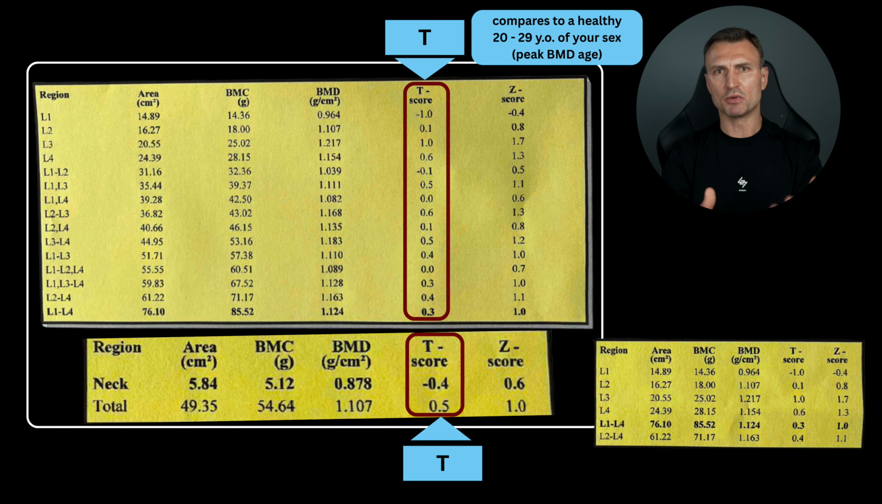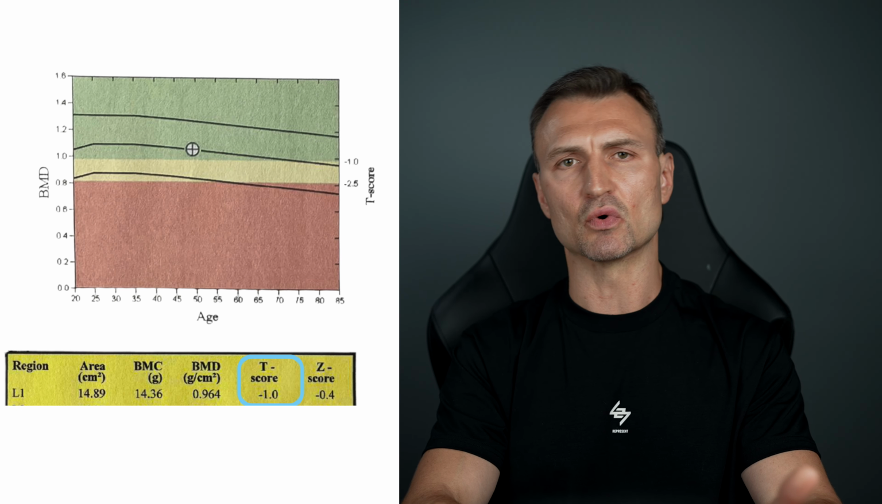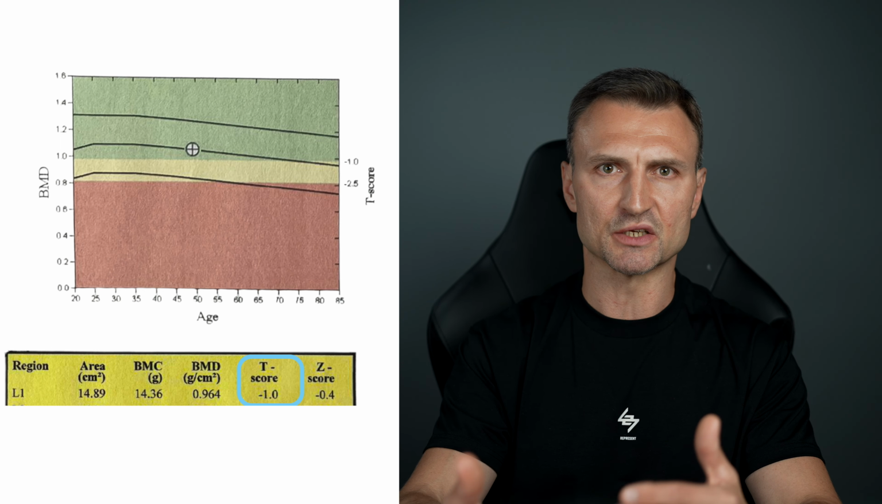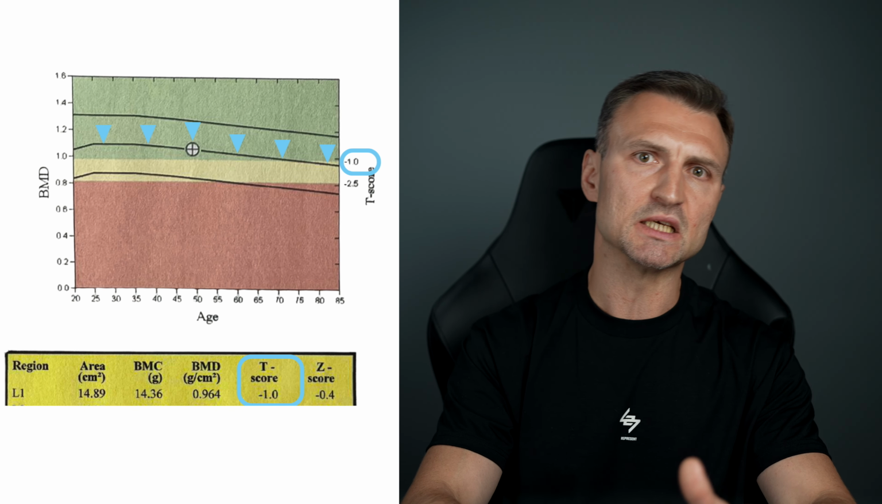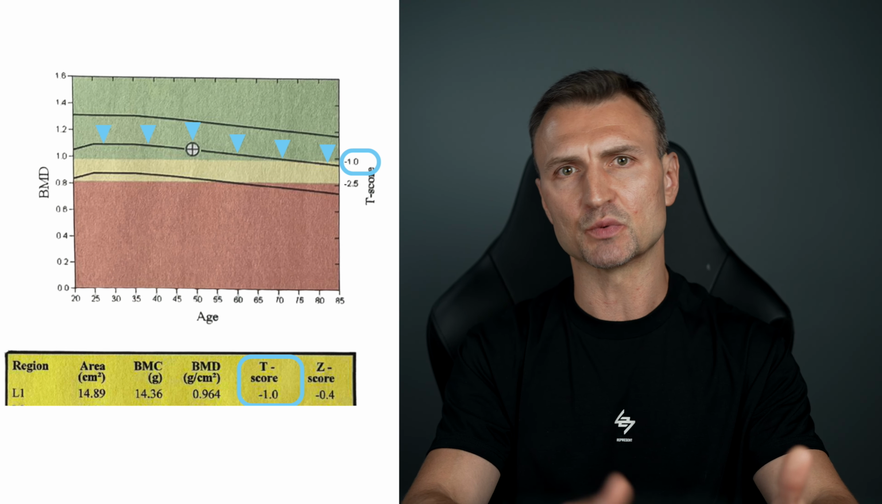T-score compares your bone density to that of a healthy population of your own sex aged 20-29 when the bone density is at its peak. For example, if you are a male and you have a T-score of minus 1.0, it means that your bone density is one standard deviation below the median of a young, healthy 20-29-year-old male.